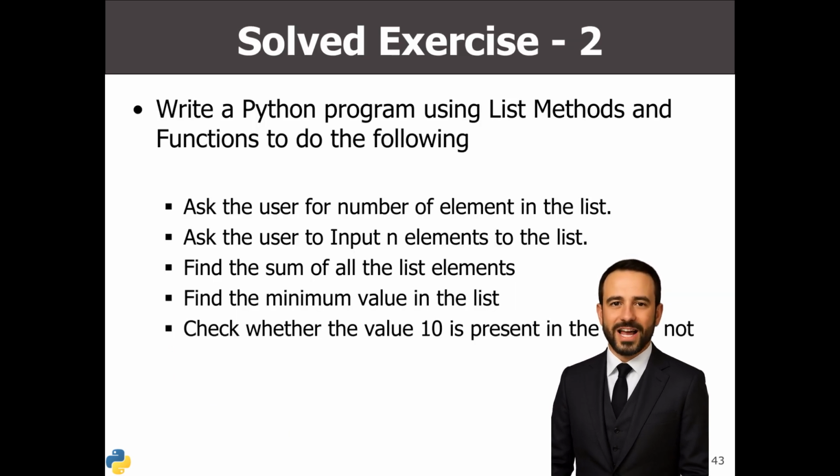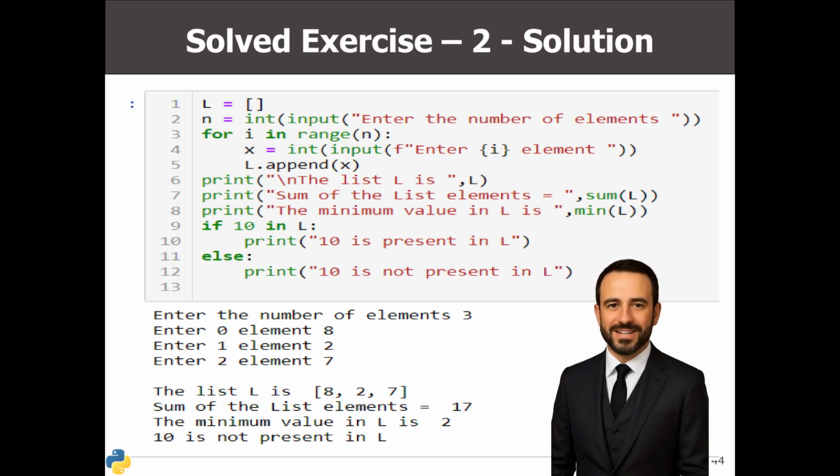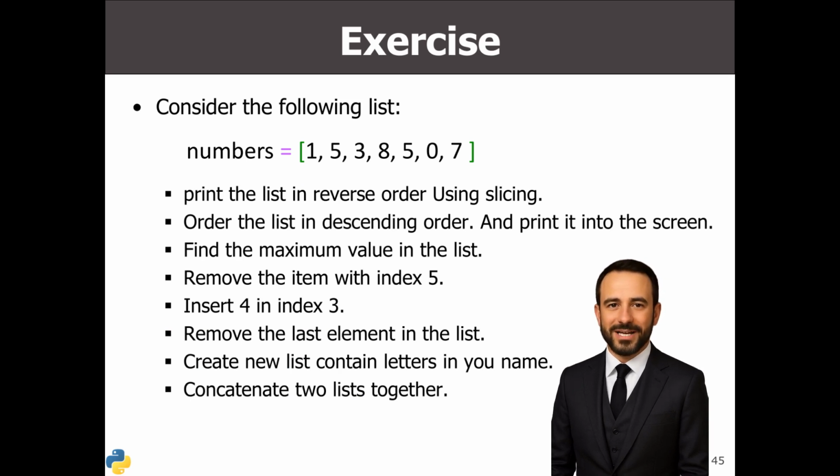For our second solved exercise, you'll input elements, find the sum and minimum, and check for the presence of 10. The solution code prompts for elements, calculates sum and minimum, and checks if 10 is in the list, displaying all results. Finally, practice list manipulation.